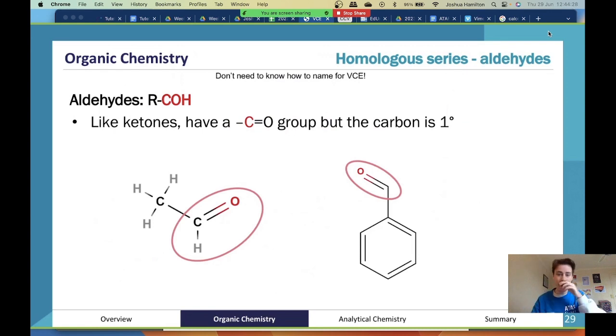Now, aldehydes, on the other hand, are the same thing, but they're on the end. So they're always primary. So instead of having a primary alcohol and a secondary alcohol, and instead of having a primary carbonyl and a secondary carbonyl, we have an aldehyde and a ketone. They've got their own names.